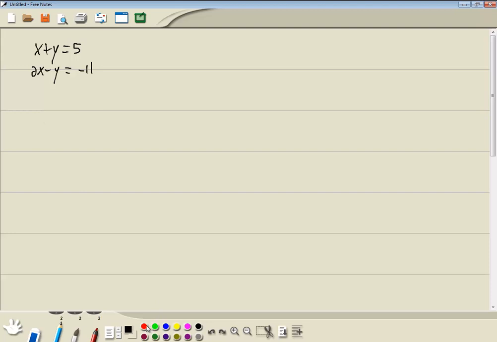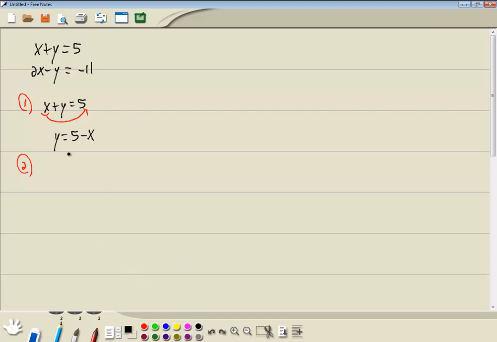Now we've got three steps for substitution. Our first step is to solve one of the equations for one of the variables. It doesn't matter which one. I'll pick the first equation, x plus y is equal to 5, and I'll solve it for y. So I'm going to take this x and move it over to the right side. Now when you move anything across your equals, your sign changes, so the positive x becomes a negative x.